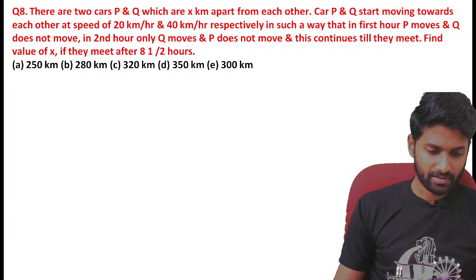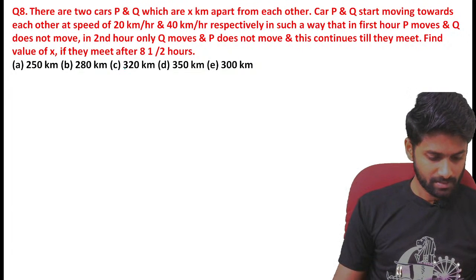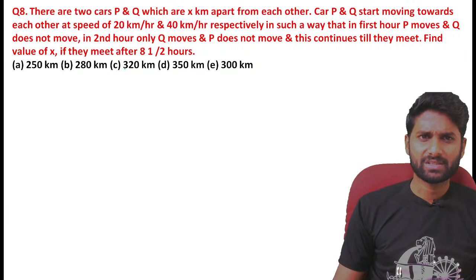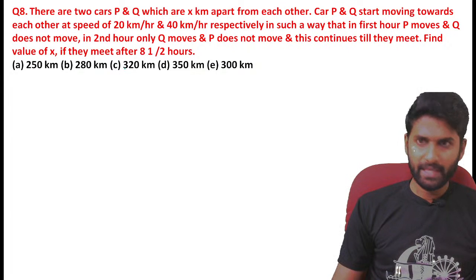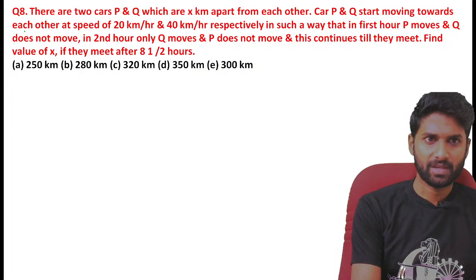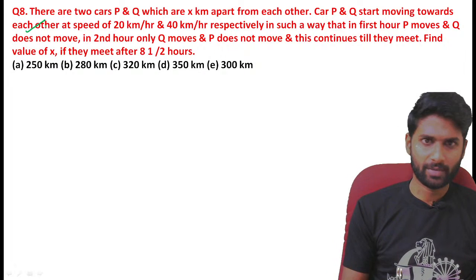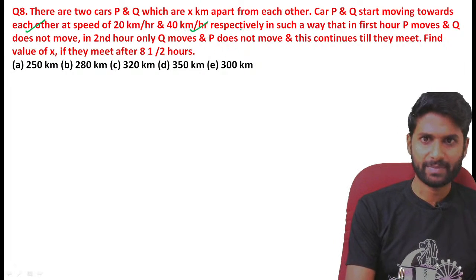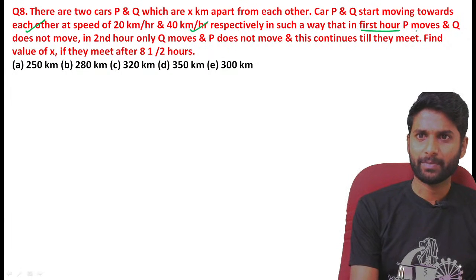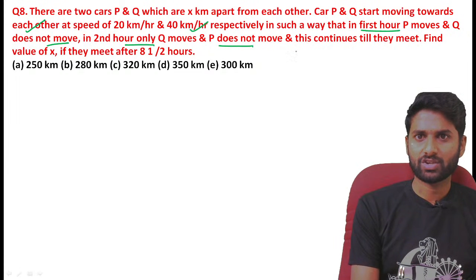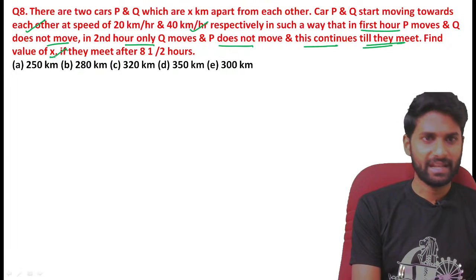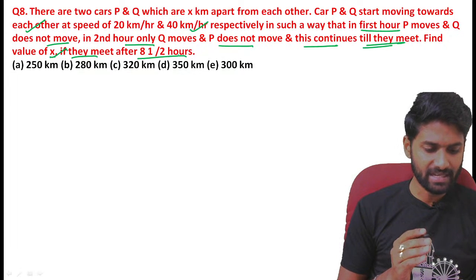Let's go through the time and distance concept, guys. Now, see, there are two cars P and Q, which are x kilometers apart from each other, and P and Q start moving towards each other at speeds of 20 kilometers per hour and 40 kilometers per hour, respectively, in such a way that in the first hour P moves and Q does not move, and in the second hour only Q moves and P does not move. This continues till they meet. Find the value of x, the distance between them, if they meet after exactly 8.5 hours.